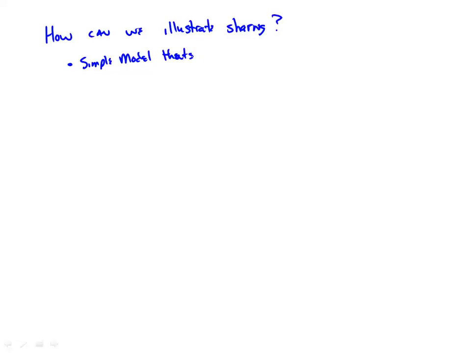So, how can we illustrate sharing? Our goal is that we want to have a simple model that's easy to use. And it turns out that someone has already come up with this model, and they call them Lewis structures. And of course, I don't remember what Lewis's first name is now off the top of my head.